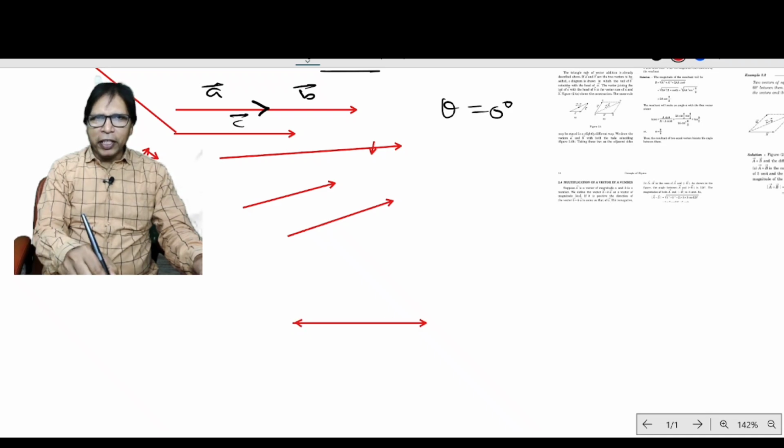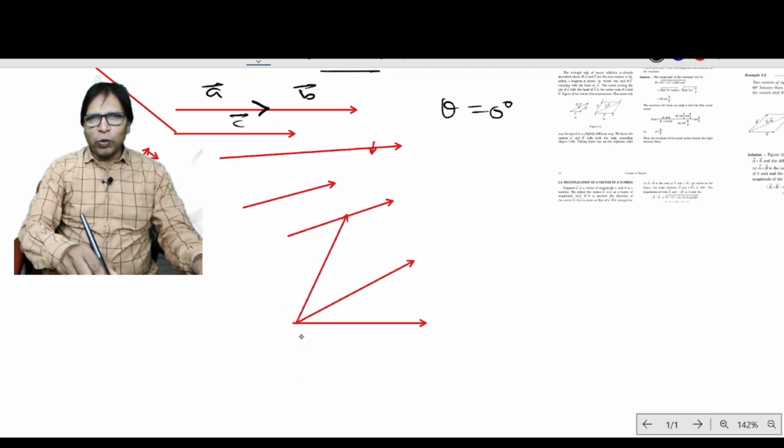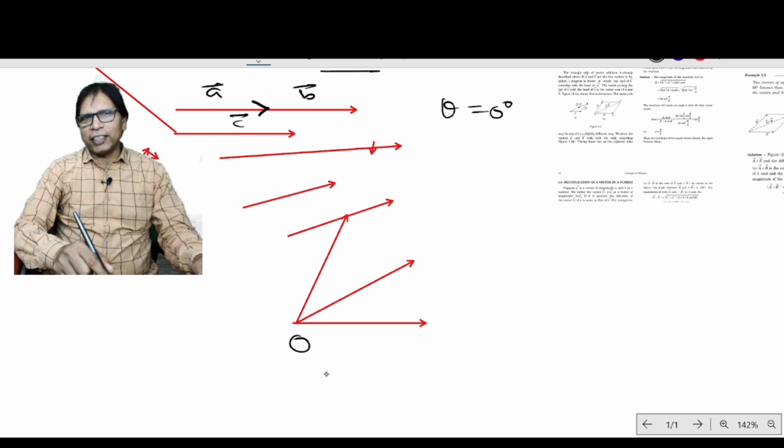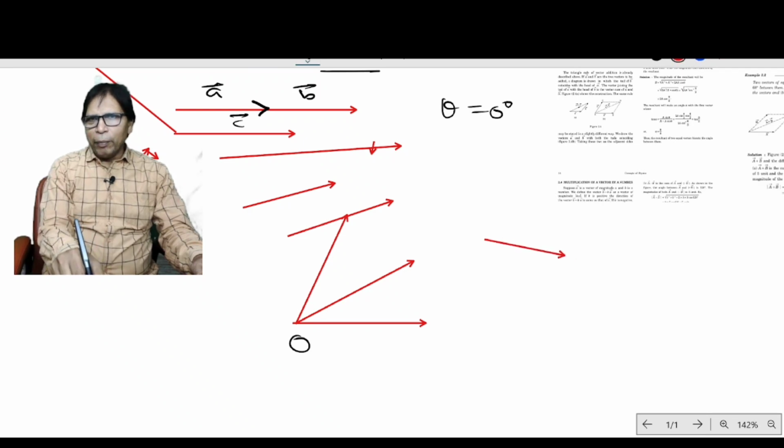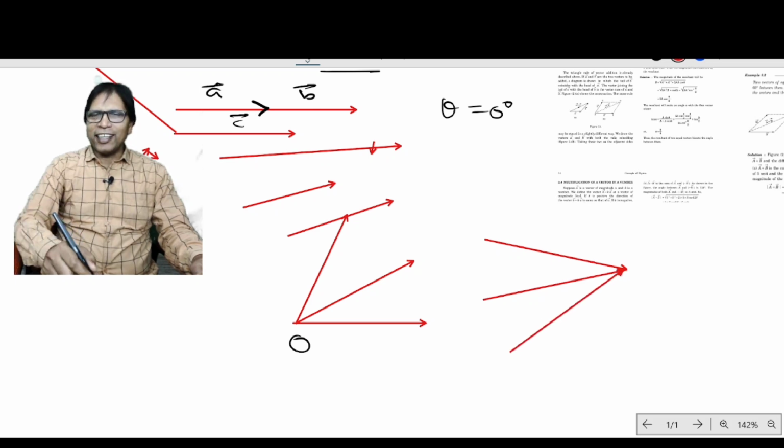Now look at this, co-initial vector. Vectors having the same initial point are called co-initial vectors. Look at this, all have the same initial point O, so they are co-initial vectors. Now coterminous vector. Vectors having the same terminal point are called coterminous vectors. Understood?